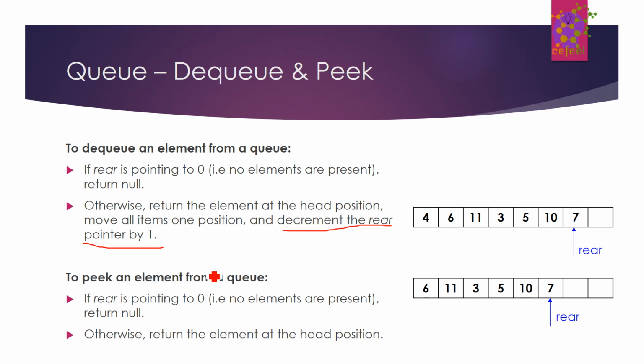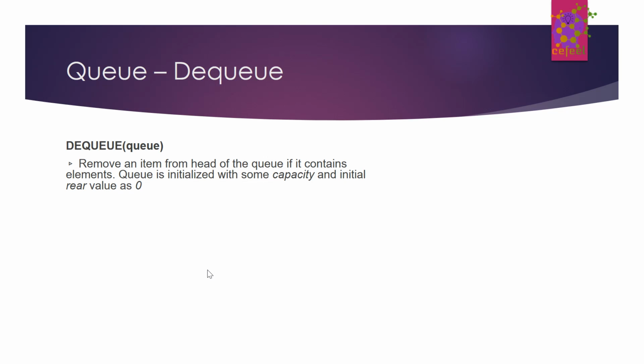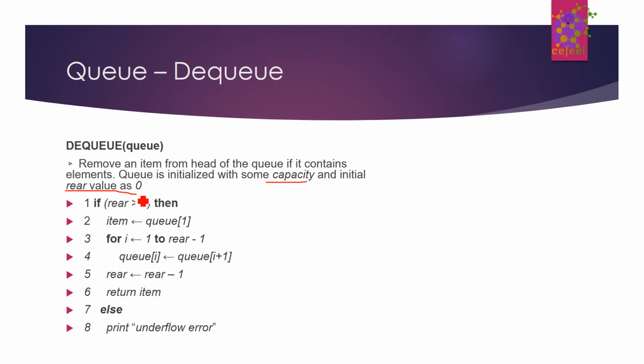Cool. Let's see the pseudocode for each of these operations. First of all, the dequeue operation. The dequeue operation removes an item from the head if there are elements. We are assuming the queue is initialized with some capacity, and the initial value of rear is 0, which means when there are no elements, rear is pointing to 0. So here is the pseudocode. It's a little lengthier than the enqueue operation, but pretty simple.